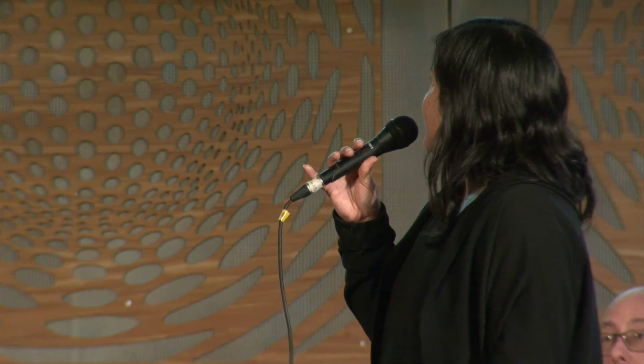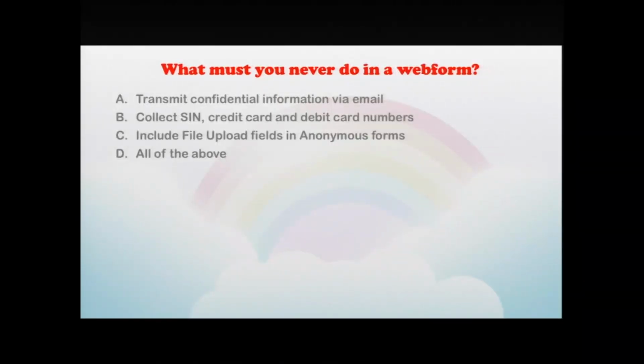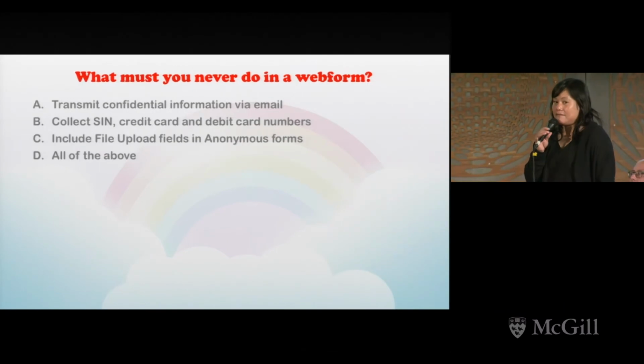We're going to close off with one more polling item. The address again is mcgill.ca/polling. And the question is, what must you never do in a web form? This is a big message we want to drive home. Our options are A, transmit confidential information via email. B, collect SIN, credit card, and debit card numbers. C, include file upload fields in anonymous forms. And D, all of the above.